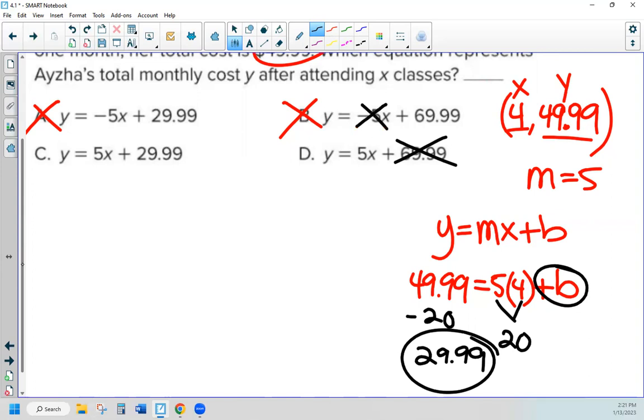So that is not $29.99. This 5 is negative. We're not supposed to be decreasing $5 every time we go to the gym. It's supposed to be charging us more. So no, this is the one that looks correct.